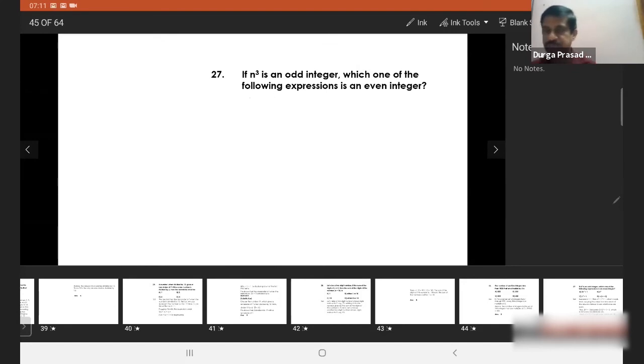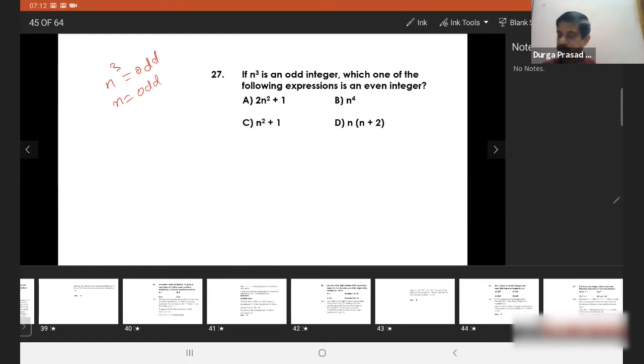If n cube is an odd integer, n cube is odd. So compulsorily n is odd. Then only n cube will be odd. Which one of the following expressions is an even integer? So 2n square means 2 into odd is even, even plus 1 is odd. 2n square plus 1 is even plus 1, that is odd.